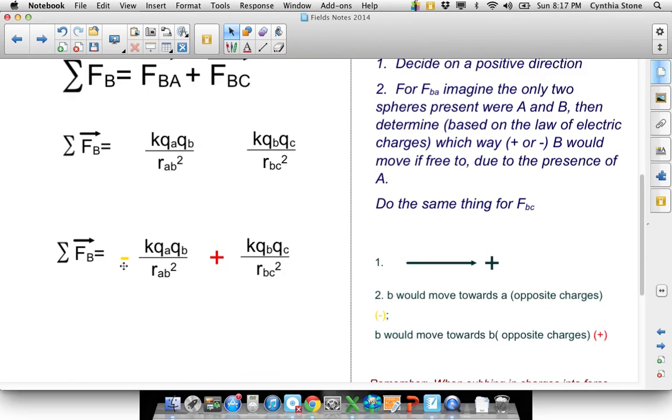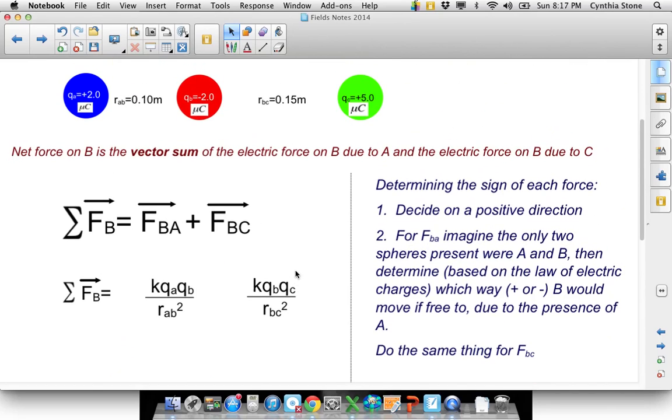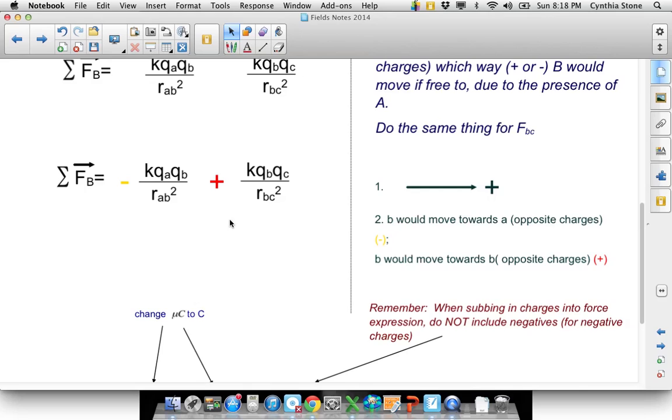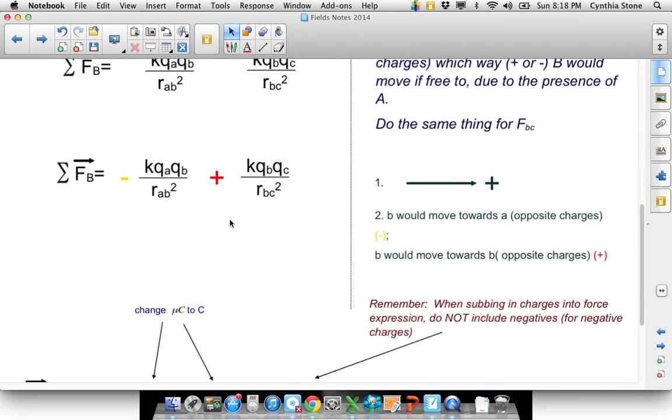You can hardly see the yellow, but it's there. And likewise, I do the same thing over here. I say if B was free to move, it would move, actually in this case, in the positive direction. It would move towards C, because C is positive, right? So I put a positive there. So the colored signs, that's really important to get a hang of. That's why I think this example is worth doing again when you start studying, is redoing this very example, because it's a good one, and I often use this as a test question.